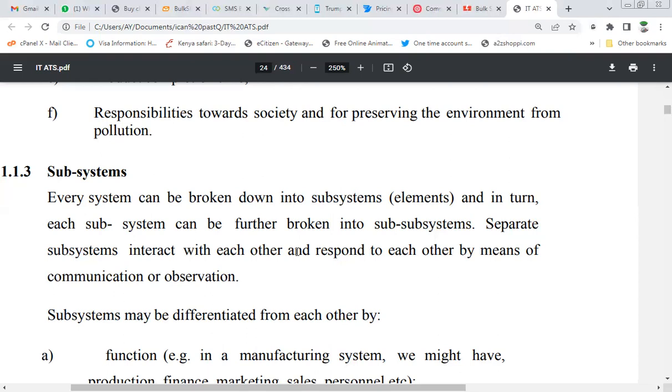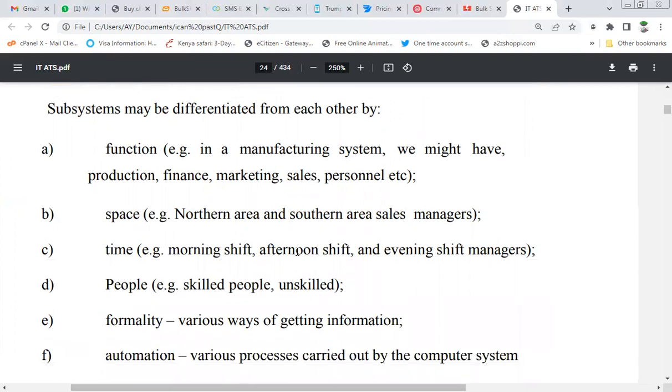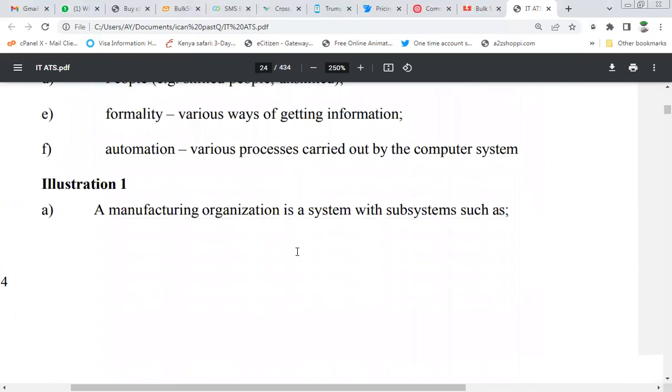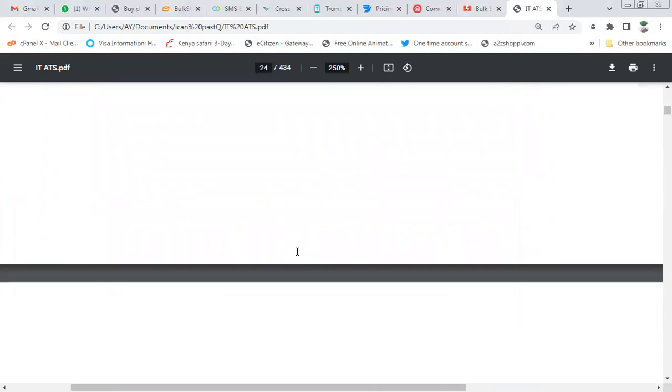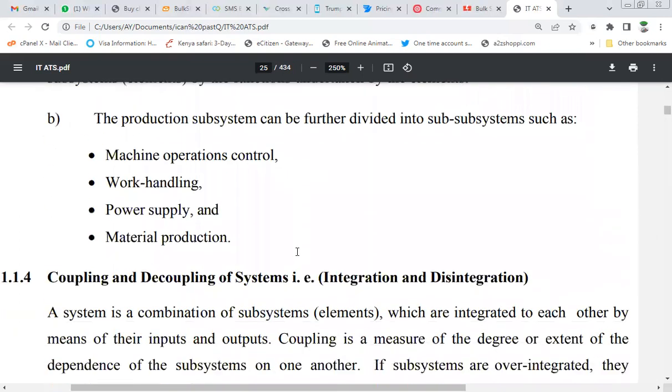Every system can be broken down into subsystem elements. In turn, each subsystem can be further broken down into sub-subsystems. Separate subsystems interact with each other and respond to each other by means of communication or observation. As I said, subsystems might be different from each other. We have functions like in the manufacturing system: production, finance, marketing, sales, personnel. Or space: we have northern area, southern area. So that's just it. Let's continue.